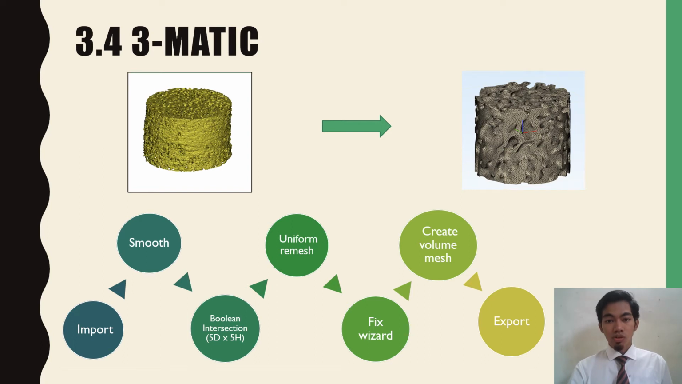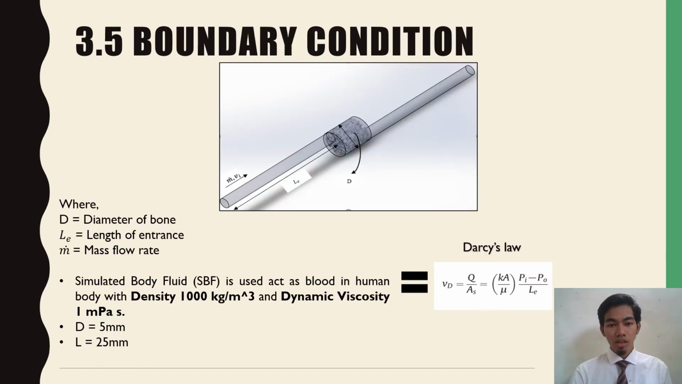Trimatic software was used to reconstruct the bone model from the MIMIC software. So in Trimatic, we use this software to smoothen the 3D model that we get from MIMIC software. Other than that, we mesh the 3D model in this software, and in this study the total meshes is approximately 150,000 elements.